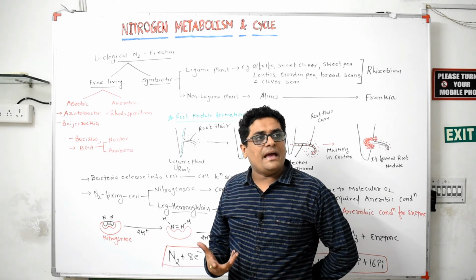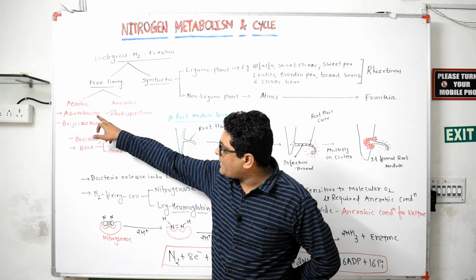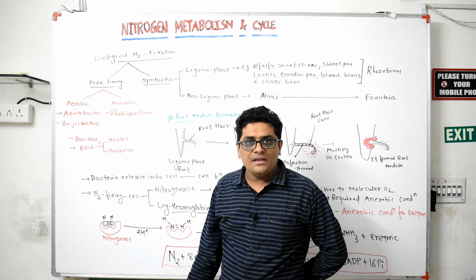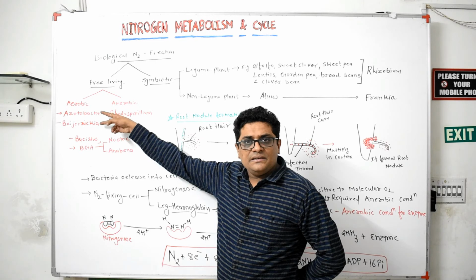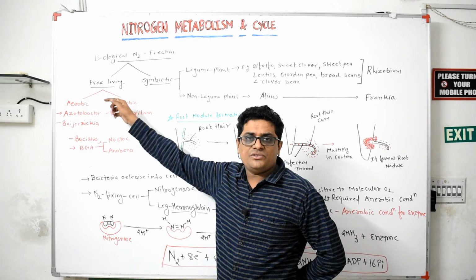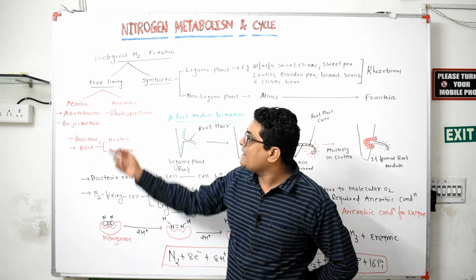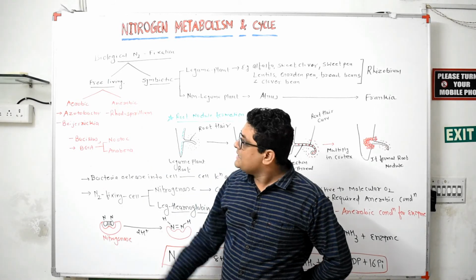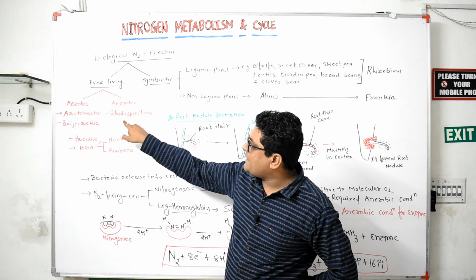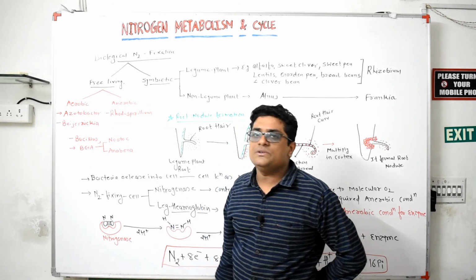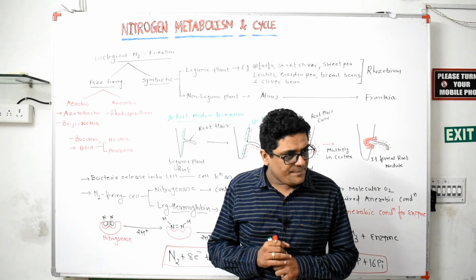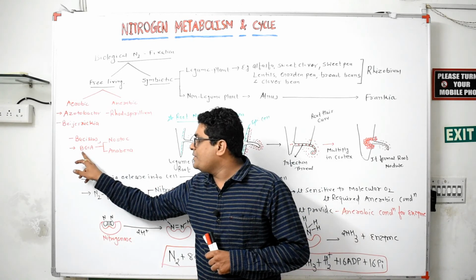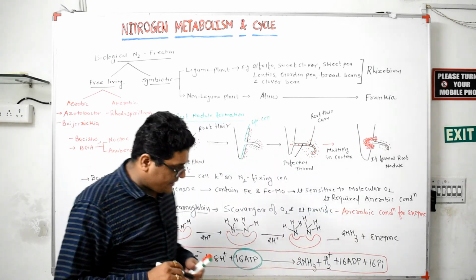The examples of the aerobic bacteria are Azotobacter and Beijerinckia. These are the two aerobic bacteria which are responsible for the fixation of nitrogen in the soil, and they are available as free living. The second one is anaerobic bacteria. The example is Rhodospirillum. Apart from this, certain Bacillus bacteria and the blue-green algae, meaning cyanobacteria.